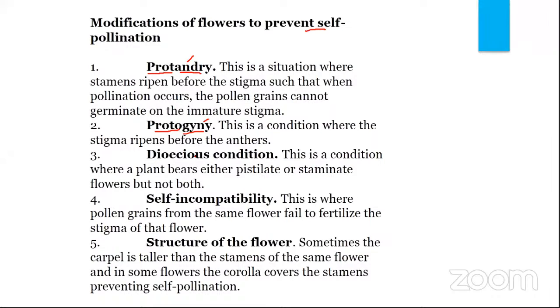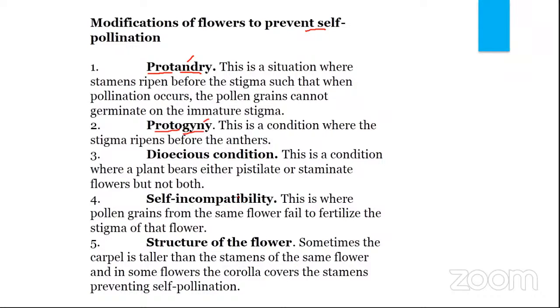Then I also talked of the dioecious. Di means two, okay? Now you're going to find two plants and each one is having one sexual part. So the dioecious condition is a condition where a plant bears either the pistillate or staminate, but not both. So for example, in a popo, papaya, or a papali, you find that a papali or a popo will only have either the male, or you find a popo plant with only female flowers. You go to another one, like a popo plant with only male flowers. That is dioecious, that you're having two different plants and each plant has only one sexual part, either a female or a male.